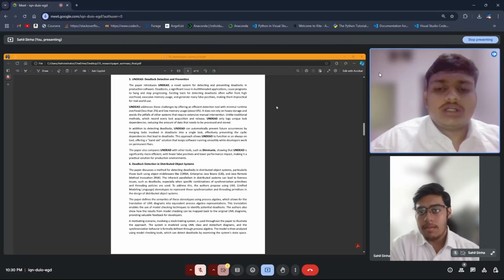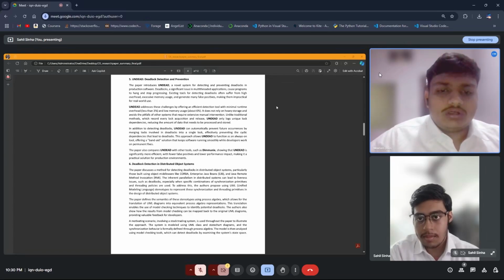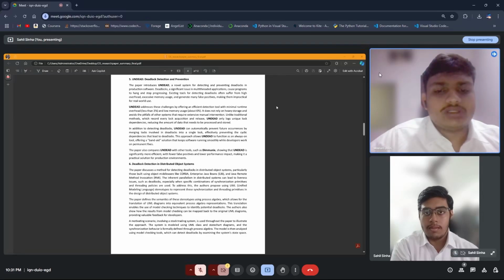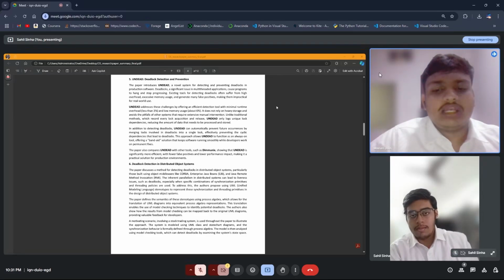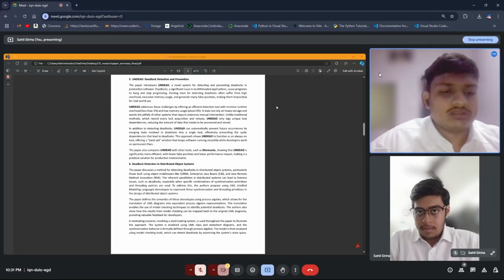It prevents future deadlocks by merging the problematic logs into a single log to break the cycles. Tests indicate that Undead performs better than other tools like Dimmunix by producing fewer false positives. The tool is designed for continuous operation in production environments, ensuring minimal disruptions to systems. It is scalable and suitable for use in large real-world software systems.